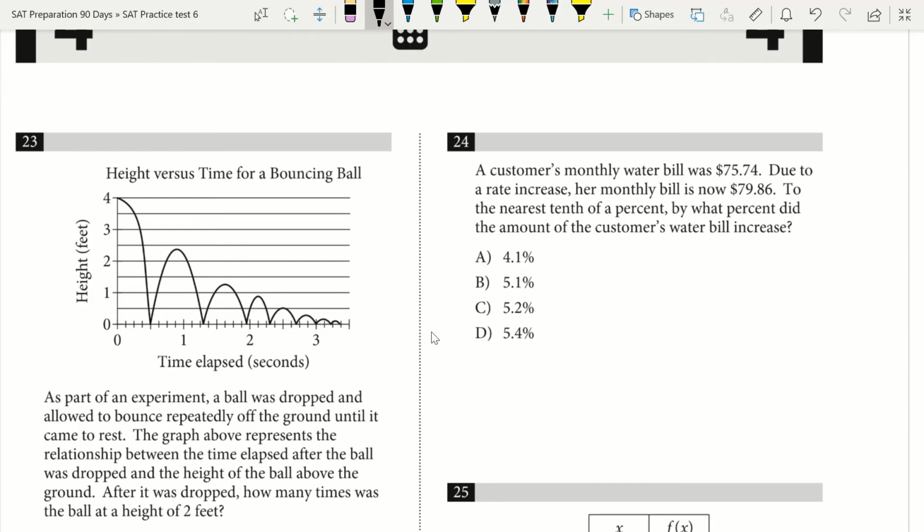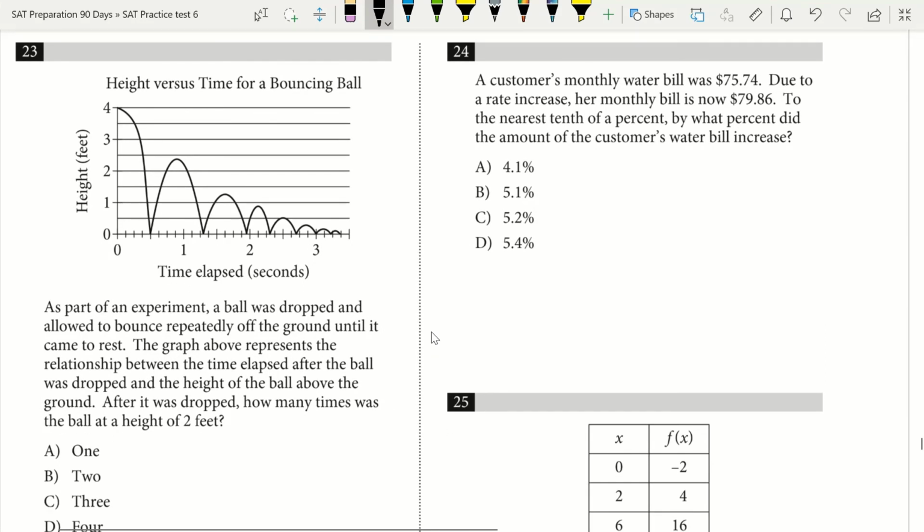So, the height versus time for a bouncing ball. Okay, so I've got my time elapsed as part of an experiment as the ball was dropped and allowed to bounce repeatedly off the ground until it came to rest. The graph above represents the relationship between the time elapsed after the ball was dropped and the height of the ball above the ground. After it was dropped, how many times was the ball at a height of 2 feet?